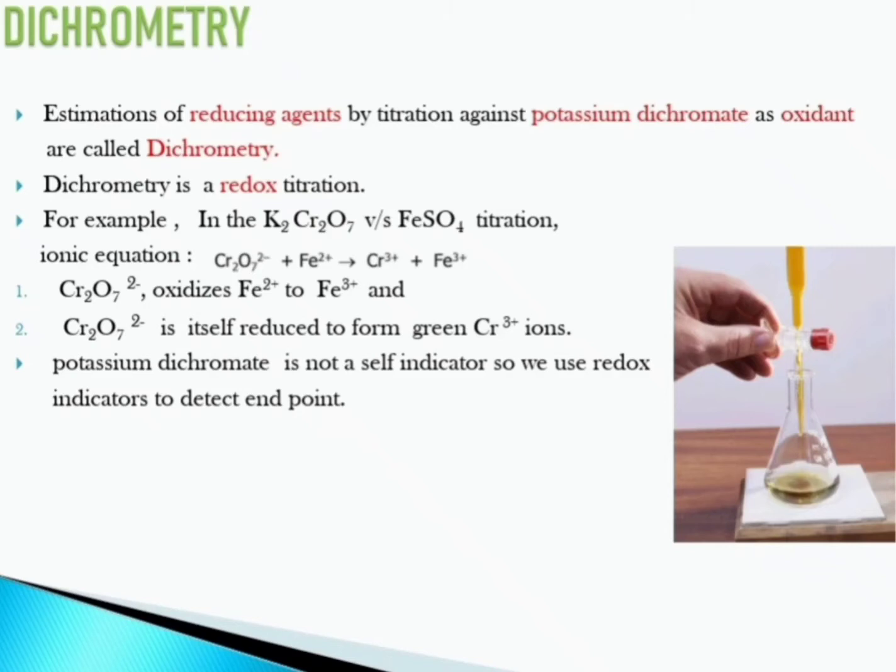What are redox indicators? Since it involves a redox reaction, at each stage there will be a reduction potential, but at the endpoint, where the volume of known and unknown solution becomes equal, there will be a sudden change in reduction potential, which these redox indicators are able to detect by undergoing a physical change like color change there.